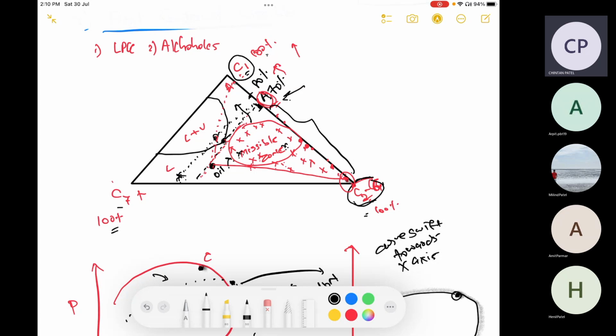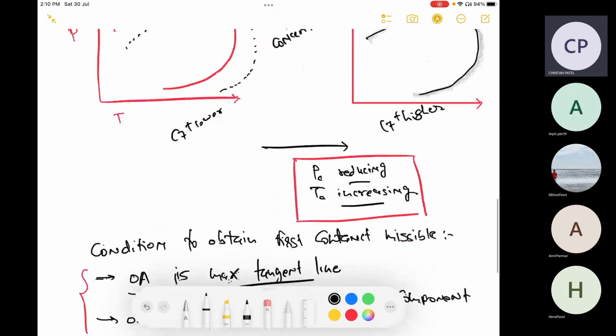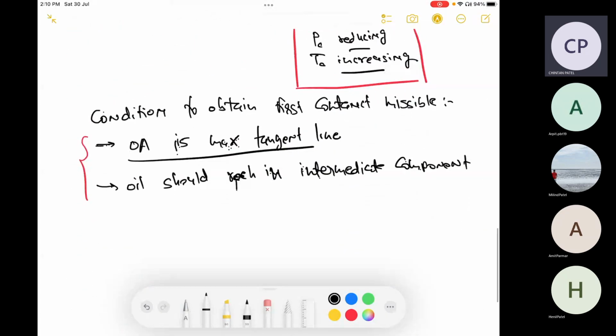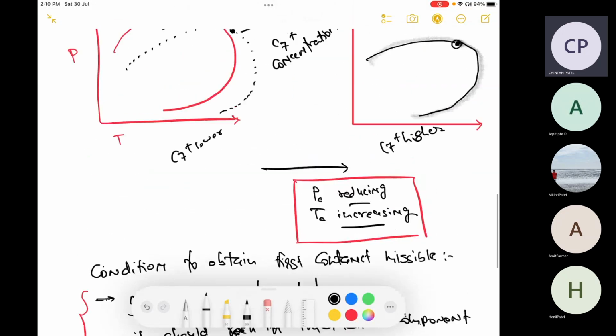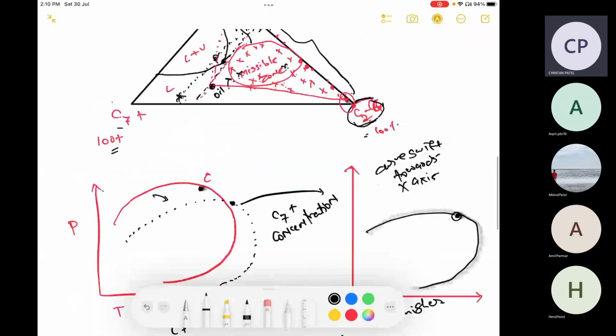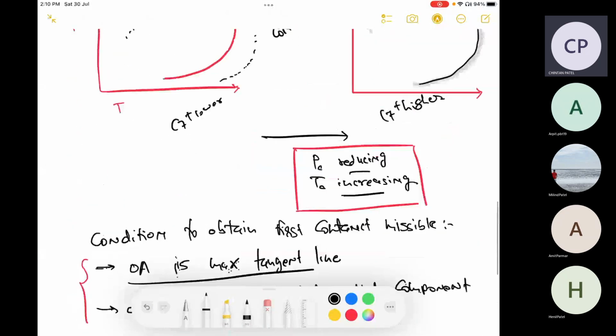But here we are injecting LPG. We are not injecting an intermediate component. LPG means higher in propane. It should not be like 30% propane and we call it LPG. It should be 80 to 90% propane or butane only. In that case only you will get first contact miscibility. So if this is clear, then we can move to the next one, which is condensate gas.